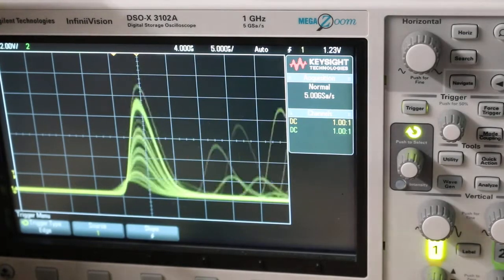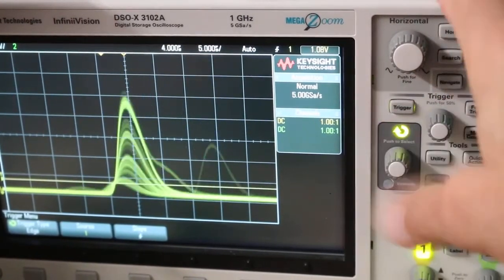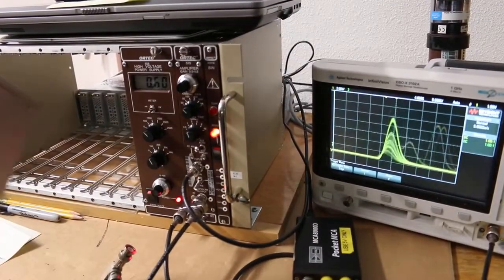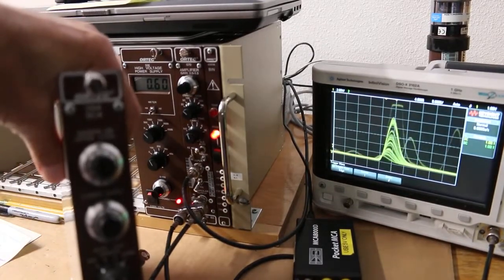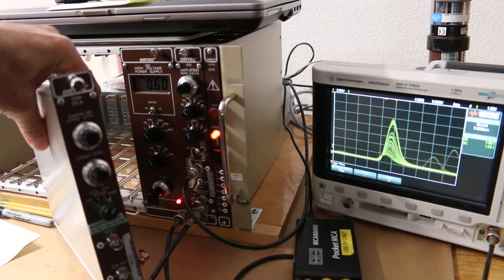But it turns out that this functionality of setting a voltage level and having the equipment only respond to voltages that exceed that level is all encapsulated into another NIM module that I have here in my hand, called an SCA, or single channel analyzer.